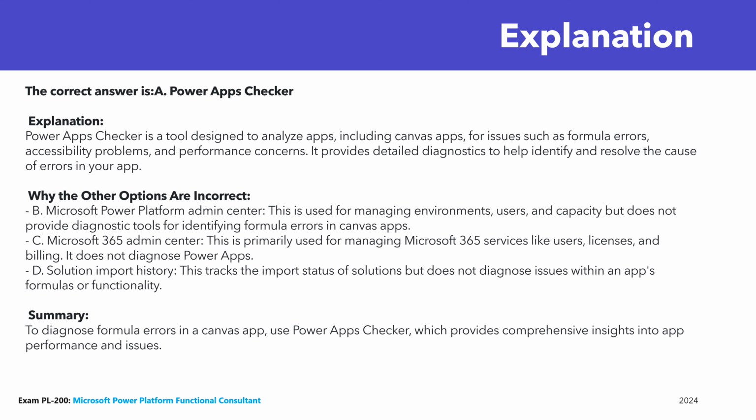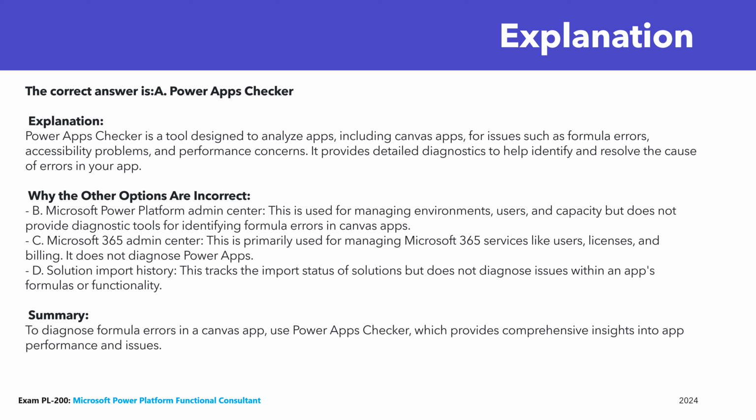The correct answer is A. Power Apps Checker. Explanation: Power Apps Checker is a tool designed to analyze apps, including Canvas apps, for issues such as formula errors, accessibility problems, and performance concerns. It provides detailed diagnostics to help identify and resolve the cause of errors in your app.